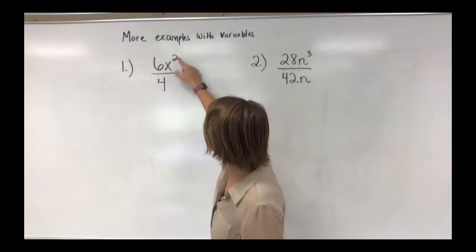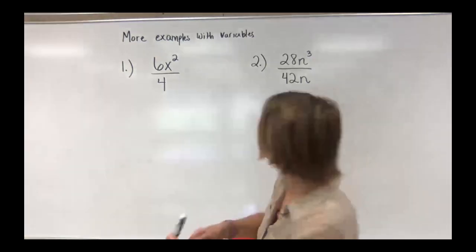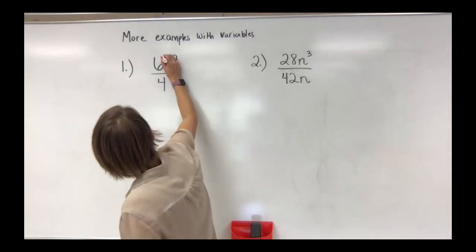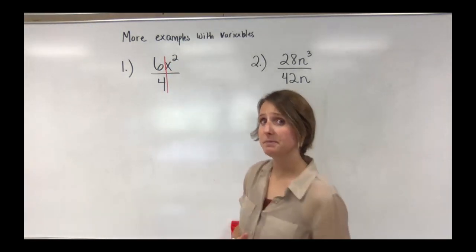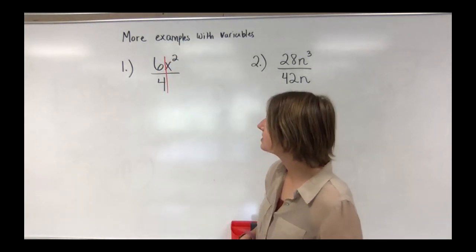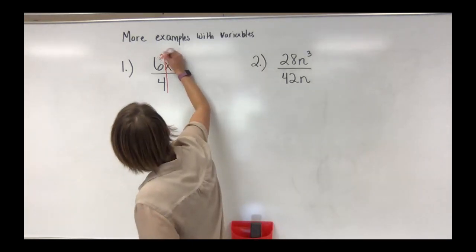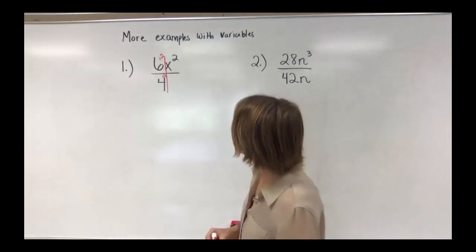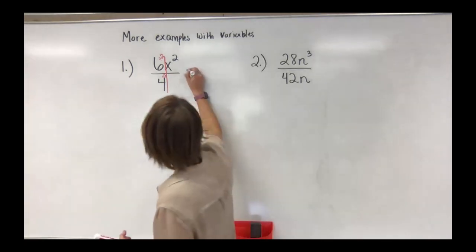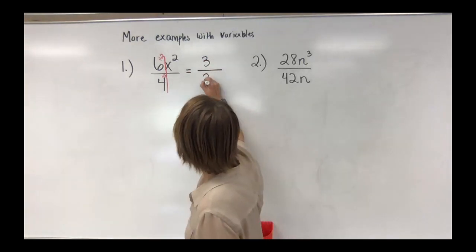So 6x squared divided by 4. What is a common factor? I know that you see the 6 and the 4. You see the 6 in the numerator, the 4 in the denominator. That should feel comfortable to simplify, right? What factor do 6 and 4 share? They share 2. So I can divide the numerator by 2 there and the denominator by 2 there. 6 divided by 2 is 3. 4 divided by 2 is 2.